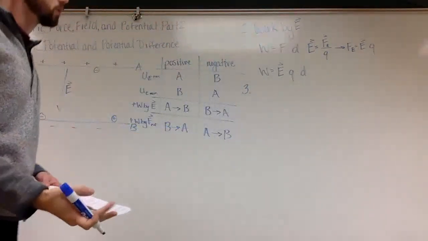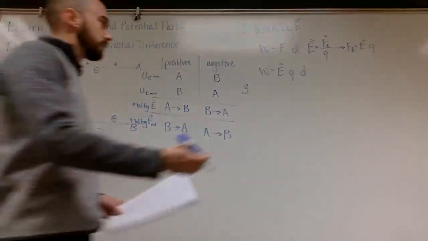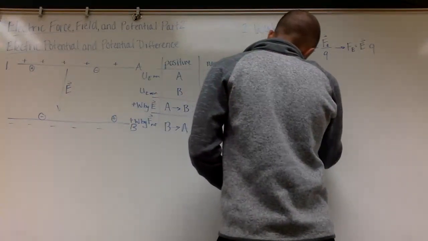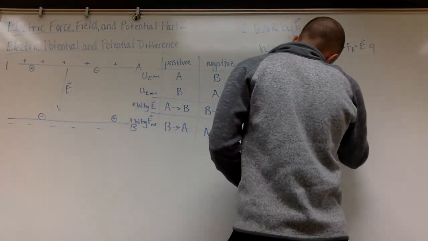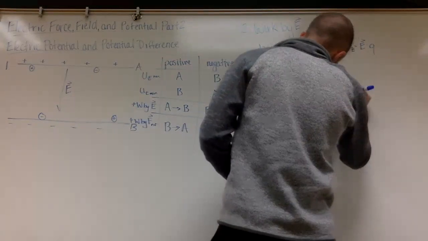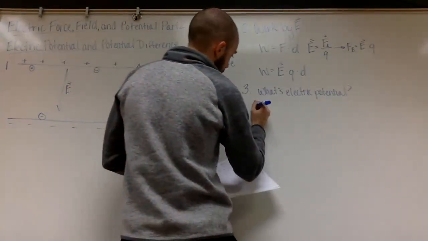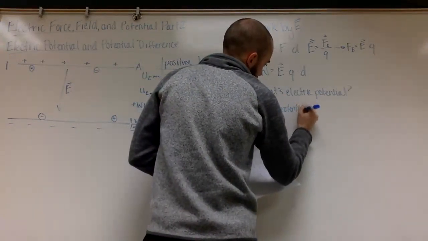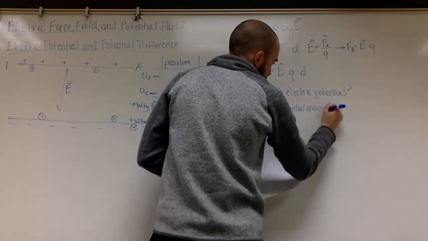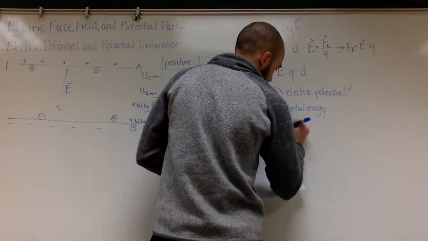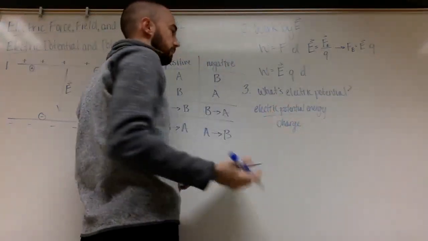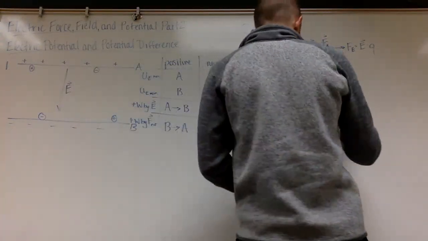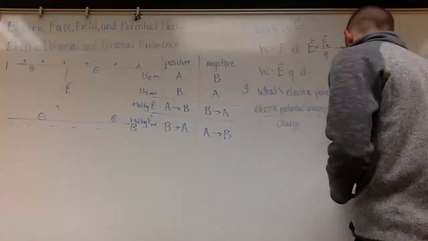Next up, we're going to talk about electric potential. So what is electric potential? It is electric potential energy divided by the charge. So this is the potential energy of something with charge divided by how much charge it has. And this is basically the same thing as what we call voltage.